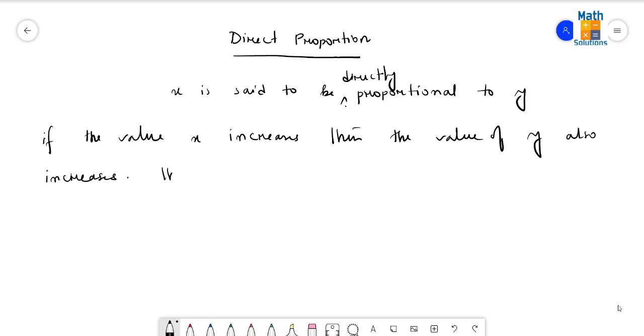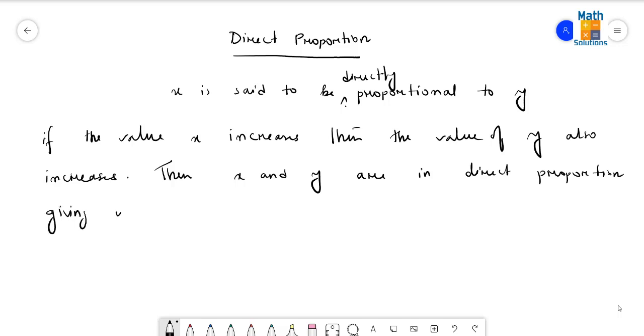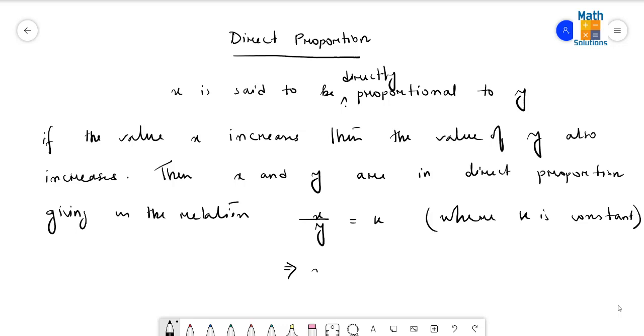Then X and Y are in direct proportion, giving us the relation X by Y is equal to K, where K is constant, means K will not change. This will imply X is equal to KY.